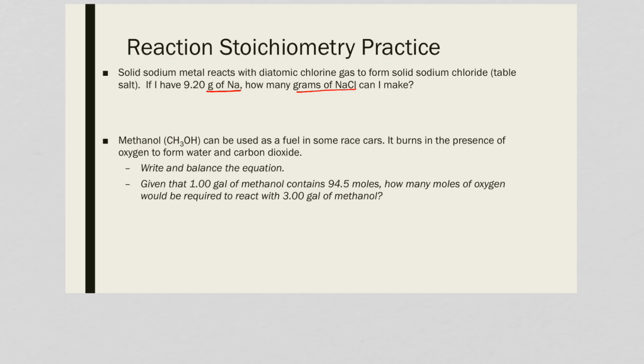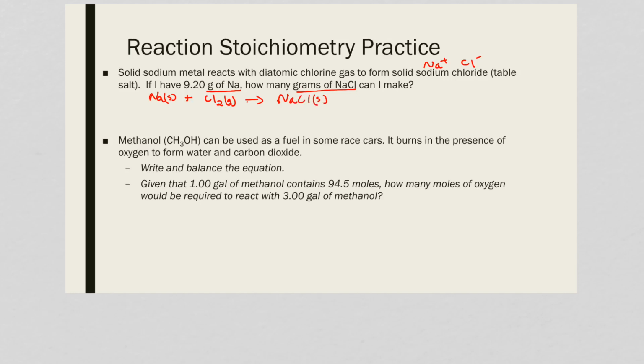So we had sodium metal, and that reacted with, now I specified diatomic chlorine gas, right? At some point we need to realize that chlorine is one of our diatomics, so it's always going to be Cl2. And we form sodium chloride. And so the ionic compound between sodium and chlorine, since sodium is always a positive 1 and chlorine is always a negative 1, is NaCl solid.